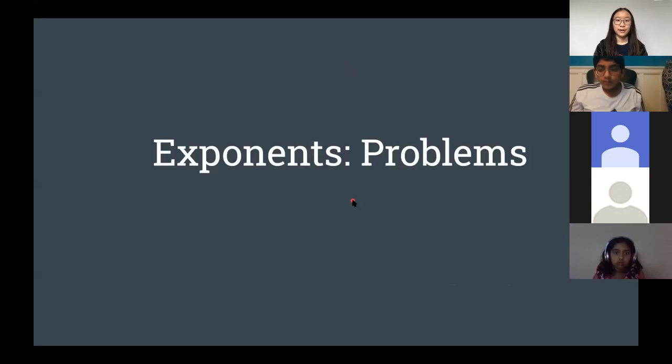All right, now we have some more problems. A lot of these are going to be word problems, which might be more similar to what you would see in MathCounts.